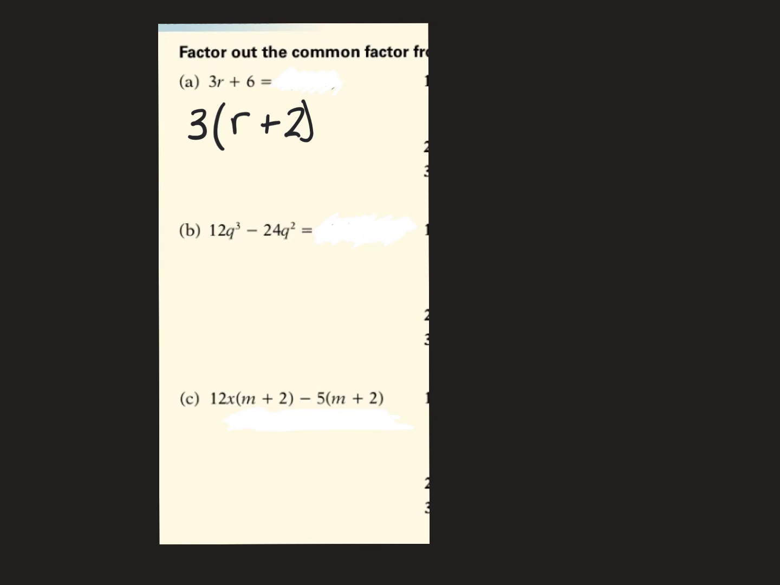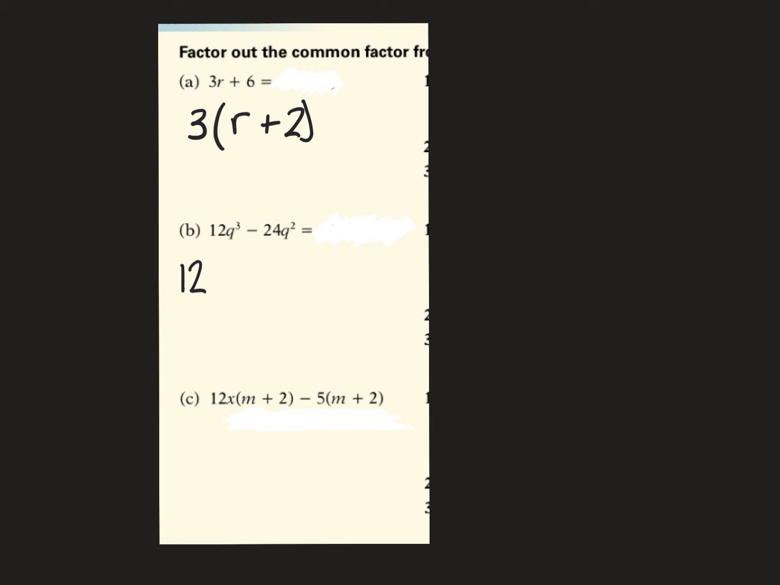All right, so let's look at example B here. So we have 12q to the third minus 24q squared. Scared. It's Halloween almost, guys. Squared. So, again, first thing we're going to do is we're going to look at our coefficients. So our numbers in front, right? So we have 12 and 24. Both of those are divisible by 12. So I'm going to write a 12 outside here.